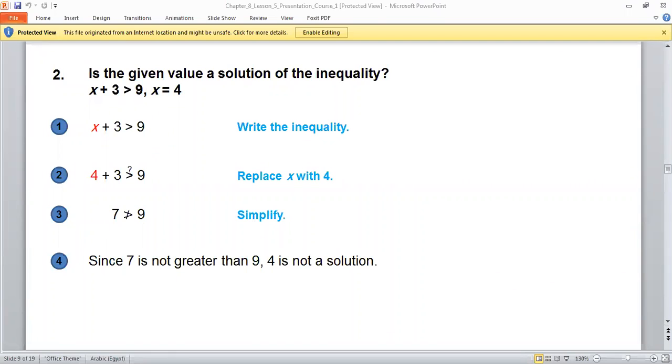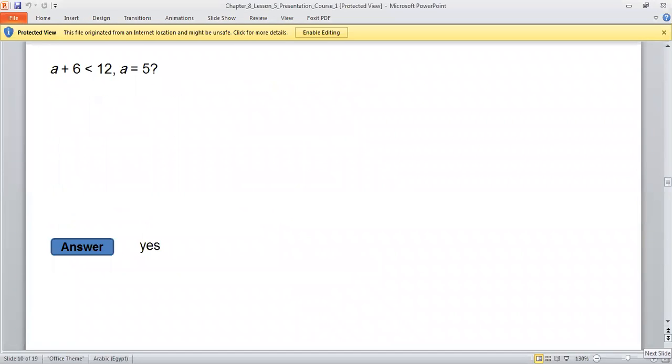I need Ahmed Naif now. Can you tell me how I can solve this one? If a plus 6 is less than 12 and he gives me a is equal to 5, what will we do, Ahmed Naif, here?